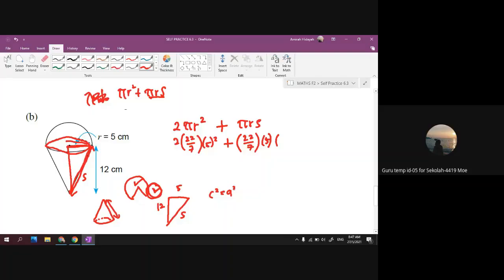So C square equal A square plus B square. C dia adalah S. A dia 5 square plus B dia adalah 12. So akan dapat 13. Okay, so S dia 13. So yang ni 13. Ni 12. Okay, so dia punya slant height dia adalah 13. So tambah semua akan dapat 361.43.